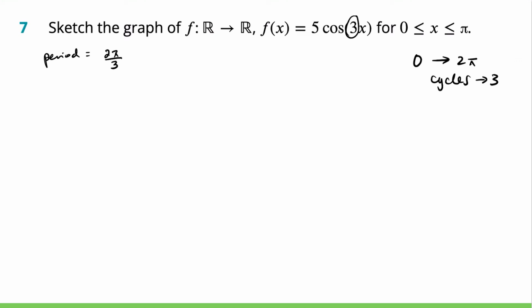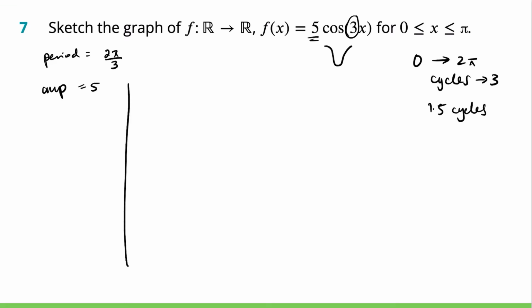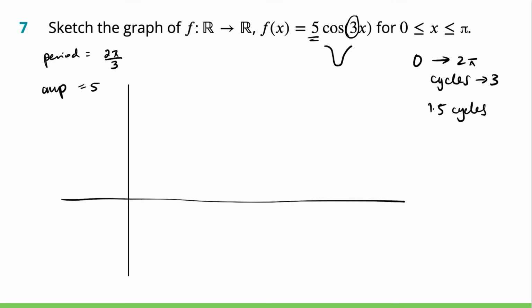Now, of course, this isn't between 0 and 2 pi. So in this case, because it's half of it, we're probably going to expect 1.5 cycles of cos. The next thing that we have is the amplitude. The amplitude in this case is 5, and it's a cos graph, which means it's going to start at the top. So that's pretty much all the information that we need. We're going to go ahead and sketch it now.